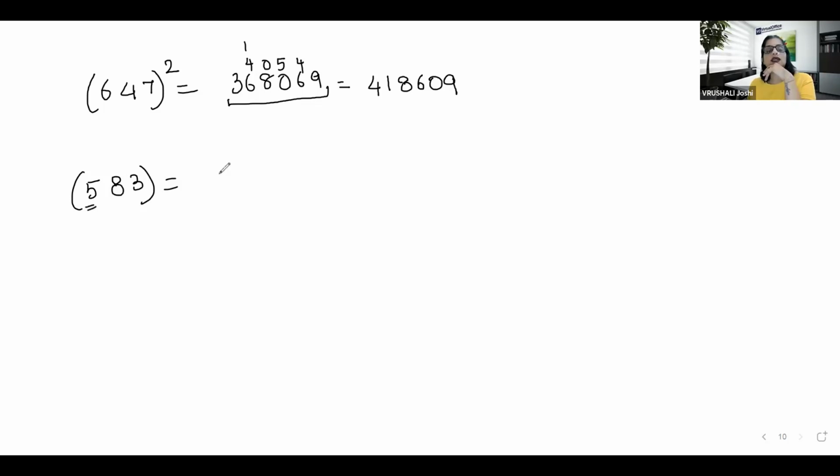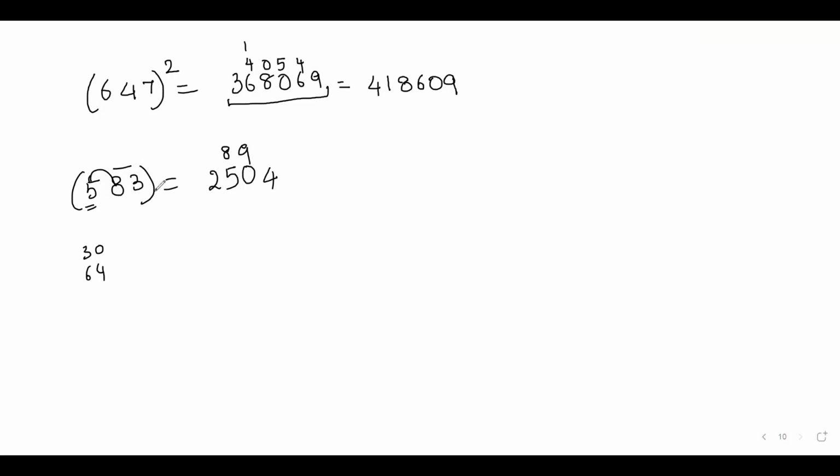So the duplex of 5 is 25. Duplex of 58: 5 eights are 40, double 80. Duplex of 583: 5 threes are 15, 15 double 30, and 30 plus 64 gives you 94. Correct? Now you finish the number, so you start with 83. Duplex of 83.